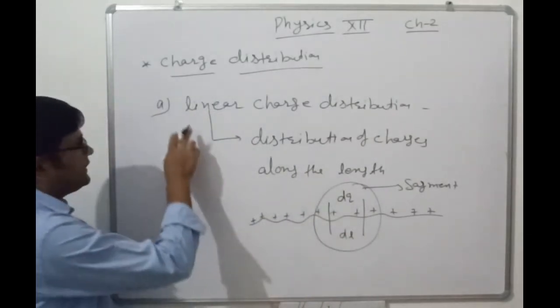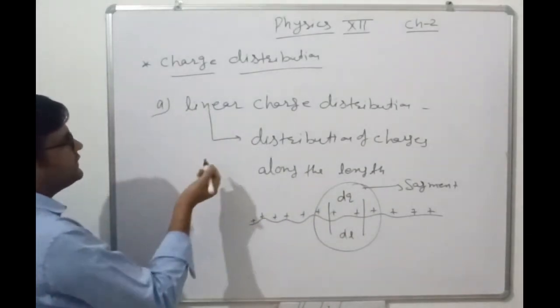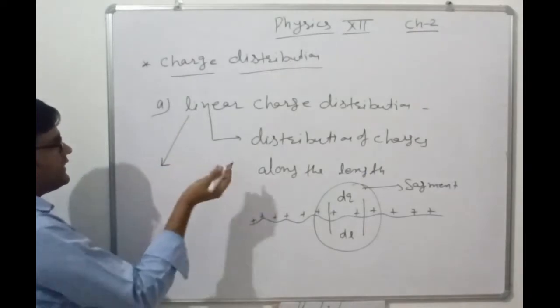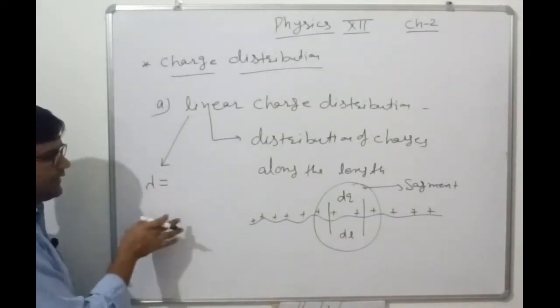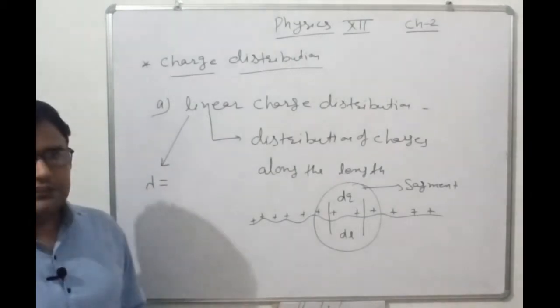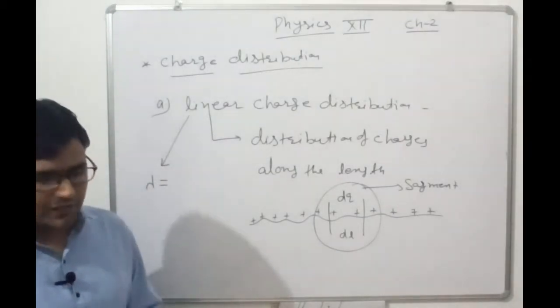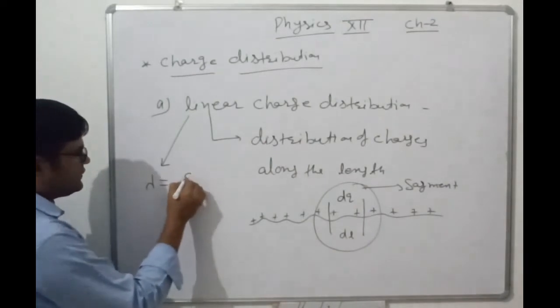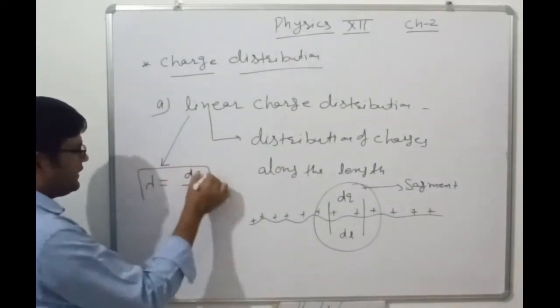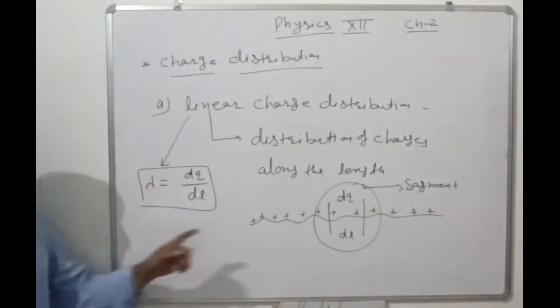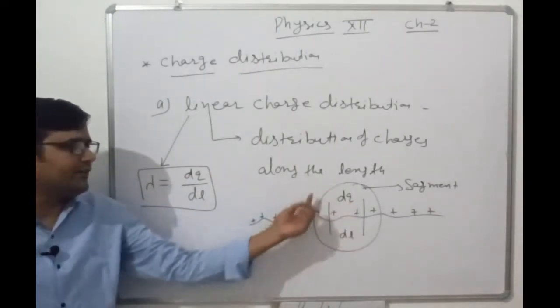Now the linear charge distribution constant, linear charge density, is represented in terms of lambda. It is the ratio of charge per unit length. It means it is dq upon dl. Now this formulation is directly related to this particular segment.